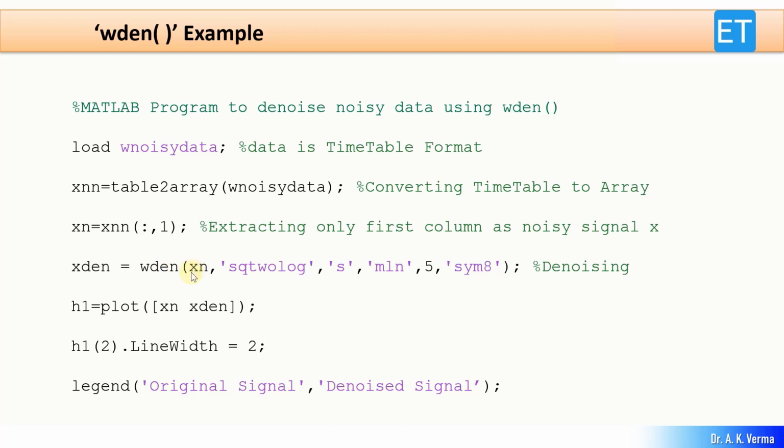So this xn is the noisy signal, sqtwolog is your universal threshold, s represents soft thresholding, mln represents the multi-level label dependent thresholding, 5 represents the number of wavelet decomposition levels, and sym8 is the wavelet used, which is a symlet 8. And these are a few plot commands. So let's see what will be the output of this program in MATLAB.